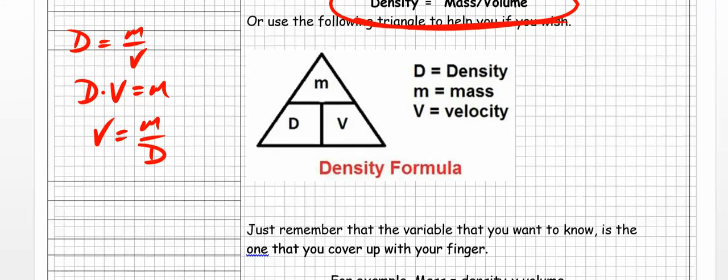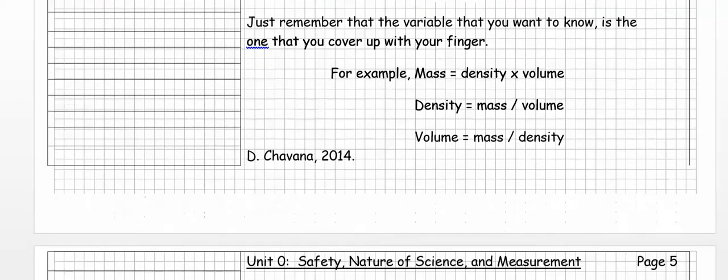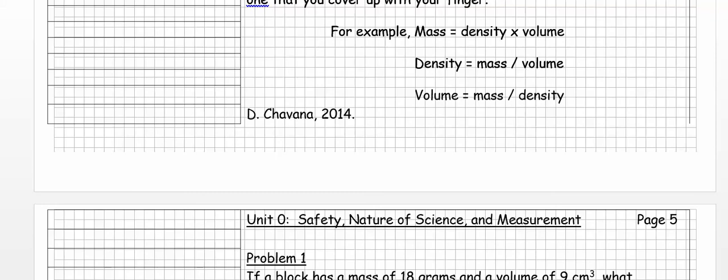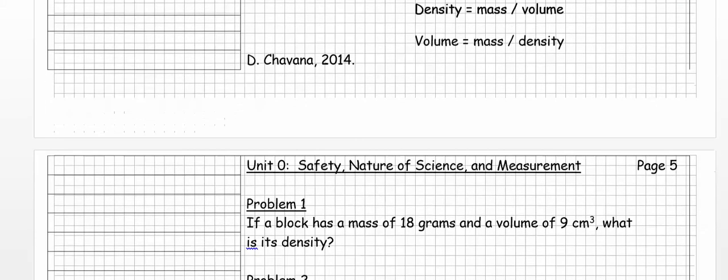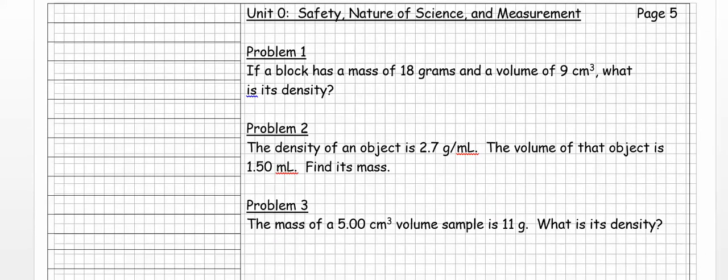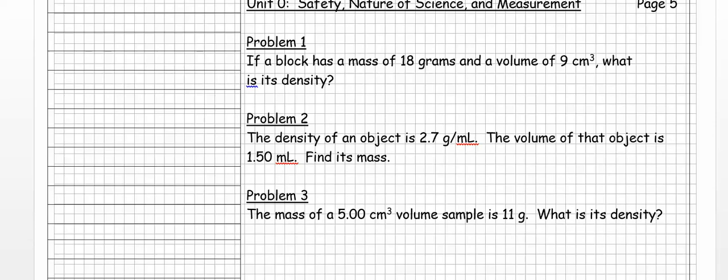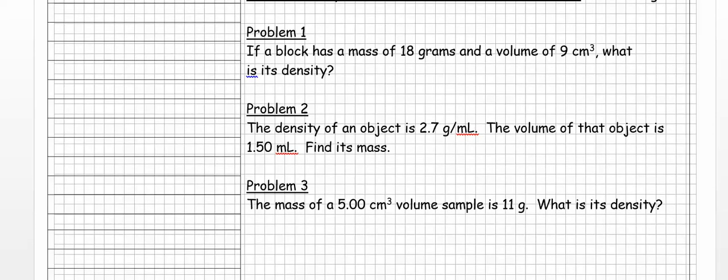Okay, so let's try a few problems. Here we go. Problem number 1 says: if a block has a mass of 18 grams and a volume of 9 cubic centimeters, what is its density? Well, I know the basic formula. Density is equal to mass divided by the volume. I've been given the mass, 18 grams, and I'm going to divide that by the volume, 9 centimeters cubed.